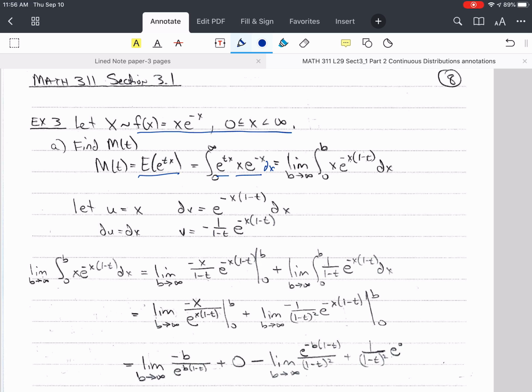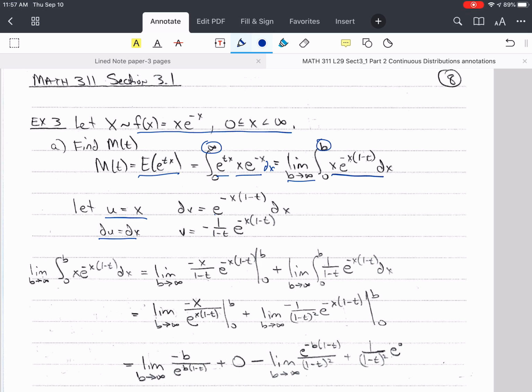And since we're going to be proper about this, since this is infinity, we need to replace infinity with some constant b and then take the limit as b goes to infinity. When we look at this integral, we say we can't do that, but we can use integration by parts. So we let u equal x so that we get rid of that x, and if we get rid of the x, we can integrate this, right? So we take u equal to x so that we get rid of x by differentiating. And then we set the rest, e to the negative x times (1 minus t) dx, equal to dv.